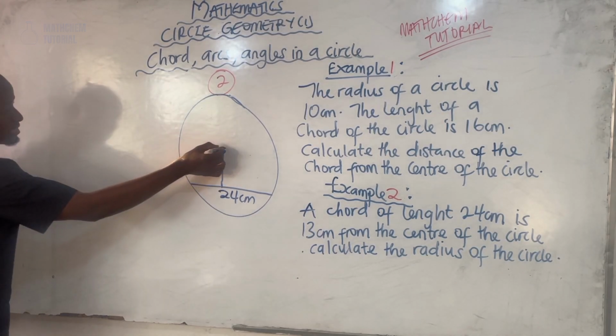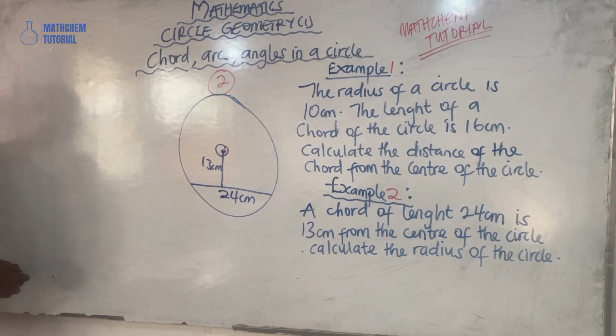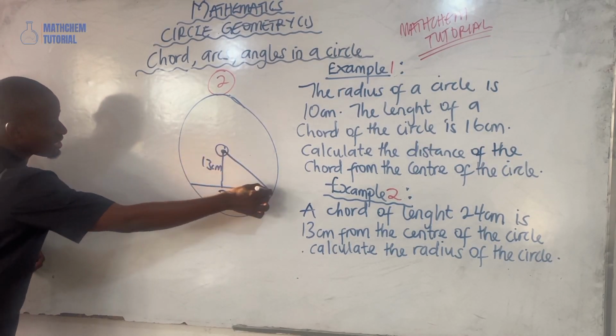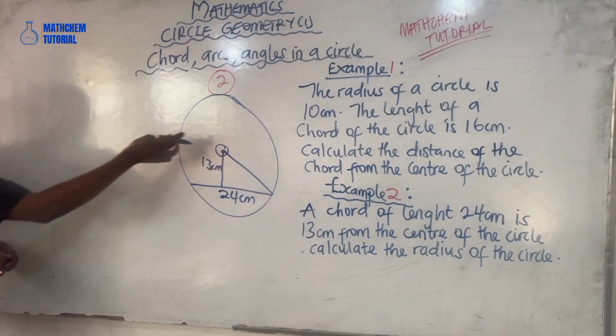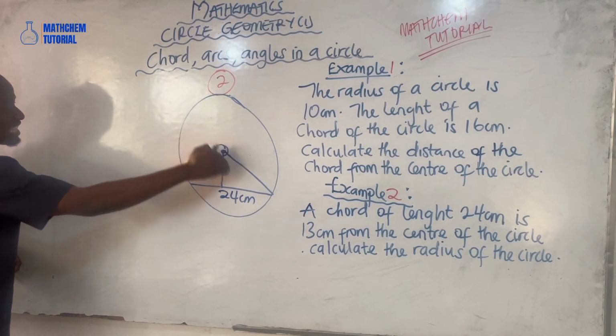This is the center. So from the center to this place is 13 centimeter. Then the question says, calculate the radius of the circle. Mind you, like I said, the radius is like as if you are taking just a single line. If I join this to this place, then we have it as diameter.